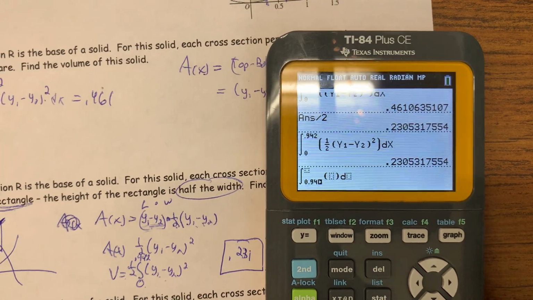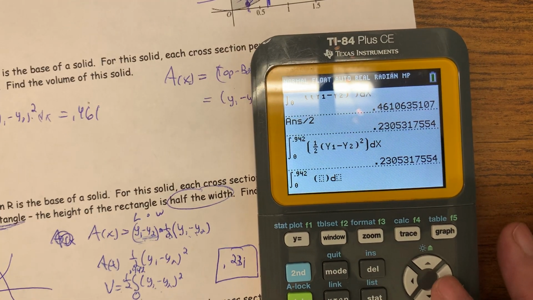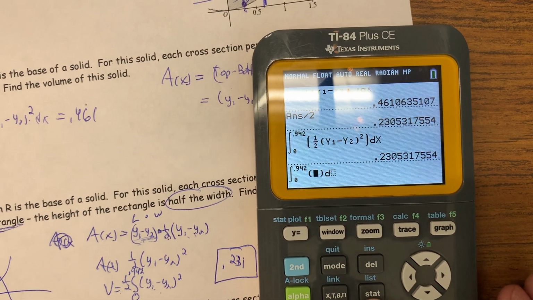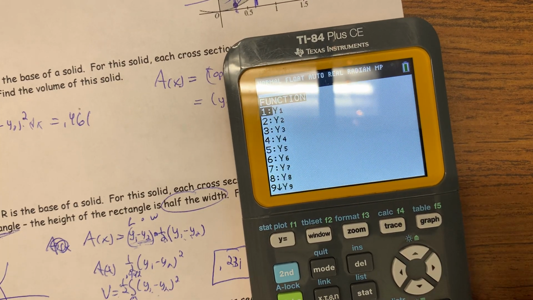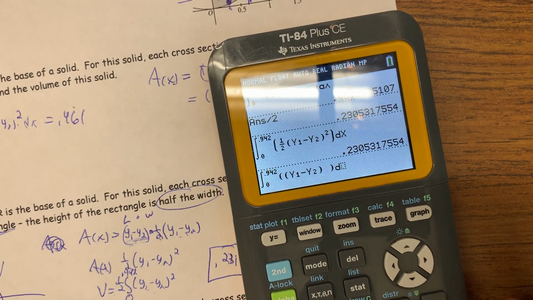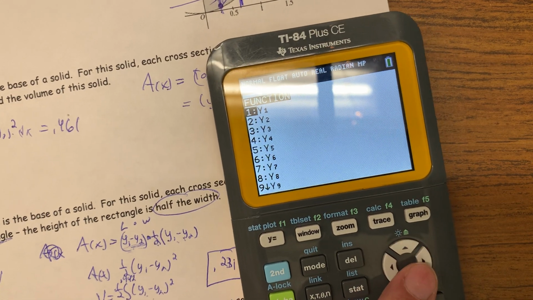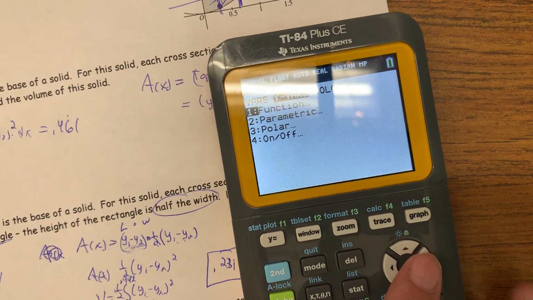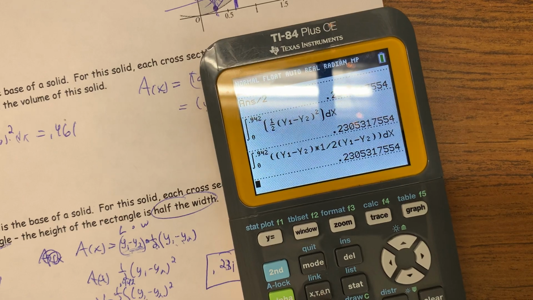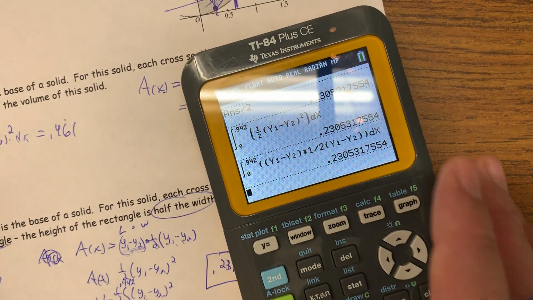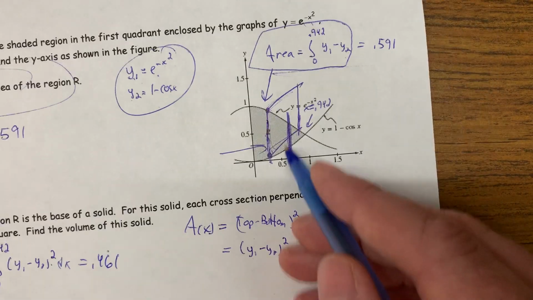So 0 to 0.942 of y1 minus y2 times 1/2 times y. Like, you could have left it unsimplified. It's just like there's way more places to make a mistake typing it into your calculator if you do it like this. It should come out the same, but it's easier to type it in the easy way, I guess. Last one. Same region, the same region R.